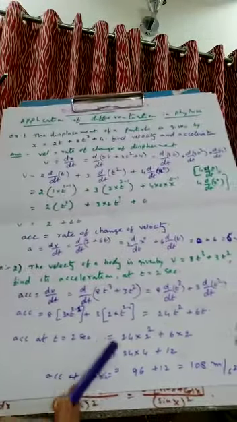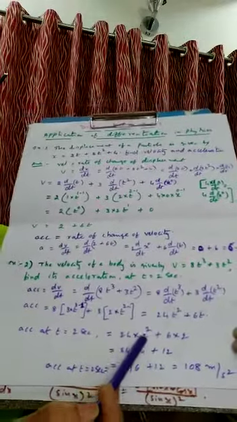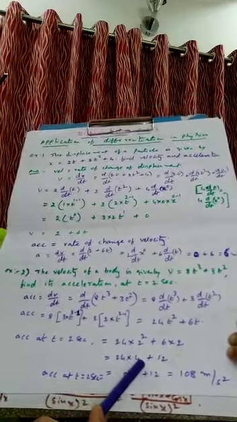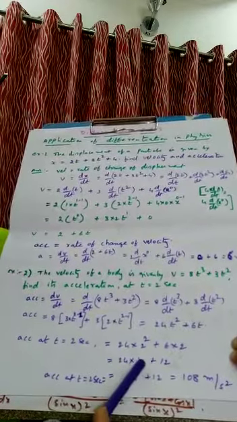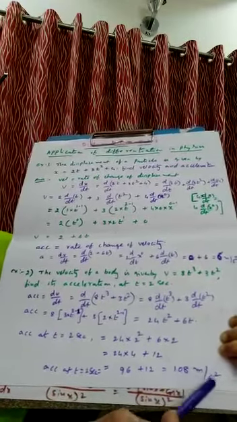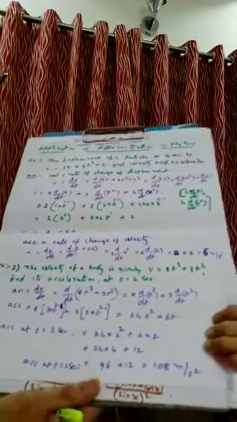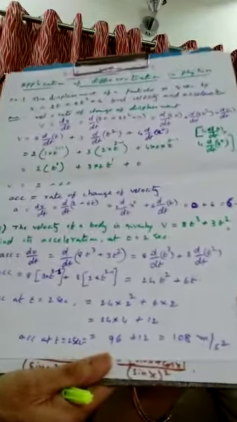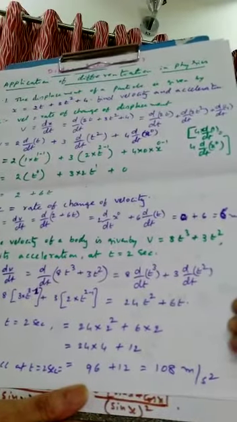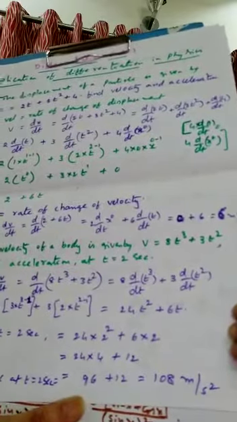2 seconds. Then we will get the value 24 into 2 square plus 6 into 2. The answer is 24 into 4, that is 24 4s are 96, plus 12. Answer is 108 meters per second square. In this way we calculate the acceleration at a given time. It's clear to all? Okay?